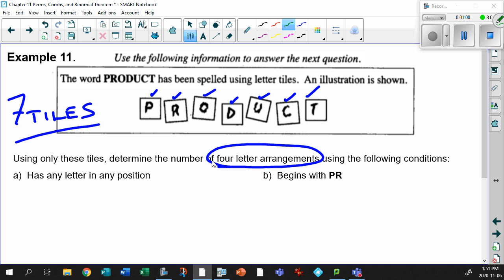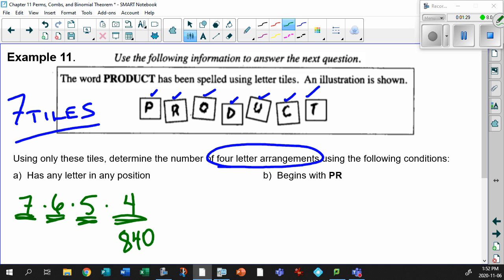So write it out: 1, 2, 3, 4. There's your 4 letters, and the arrangement is real simple: 7, 6, 5, 4. Why? First choice, you got 7 letters to choose from. Second choice, you got 6. Third choice, you got 5. Fourth choice, you're only left with 4. Because this is the fundamental counting principle, just multiply. You get a total of 840 possibilities.